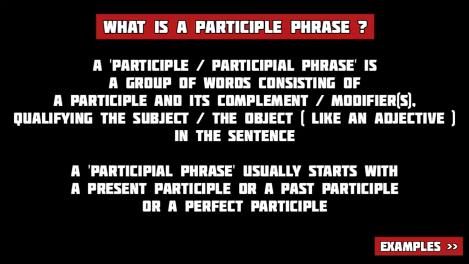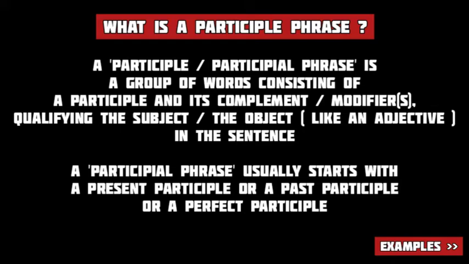Now that we have understood the concept of participles, let's learn the participle phrase. Well, a participle or participial phrase is a group of words consisting of a participle and its complement or object and modifiers. Remember, just like a participle, a participle phrase also does the work of an adjective in a sentence by modifying the subject or the object in the sentence.